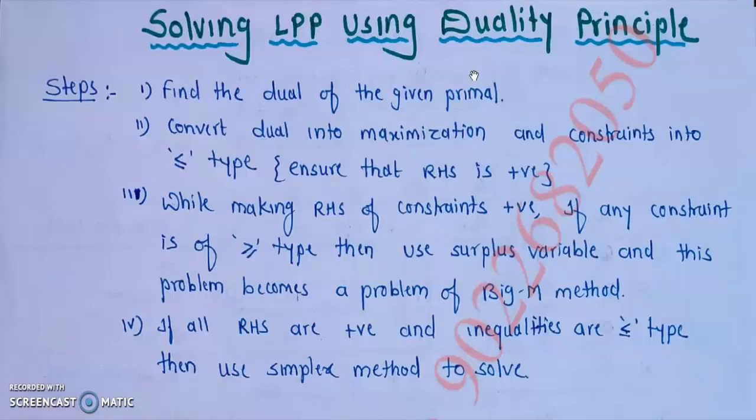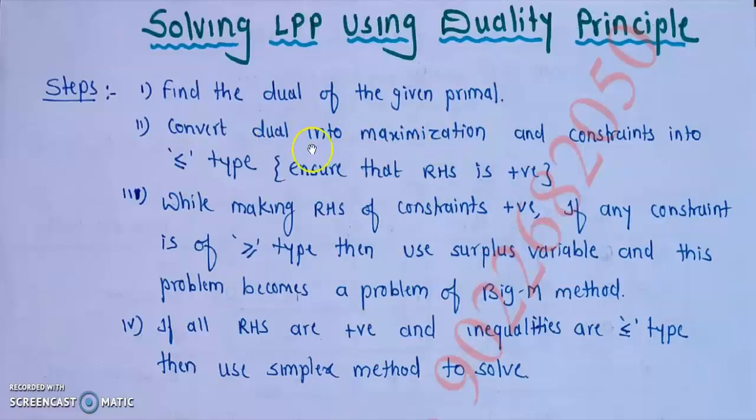What is the use of dual? Sometimes the given problem is difficult to solve, so we convert it into dual, solve the dual, and then correlate the answers. That's why the steps to be followed are: find the dual of the given problem. The given problem is called primal. Then convert the dual into maximization, because we have solved all our previous examples in the maximization method.